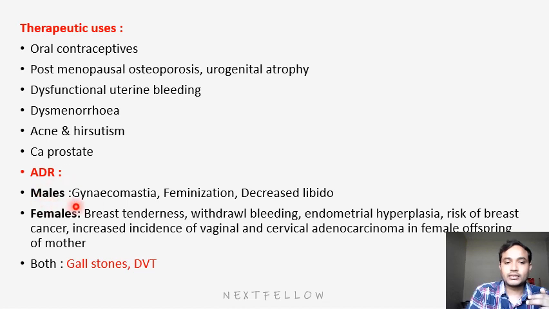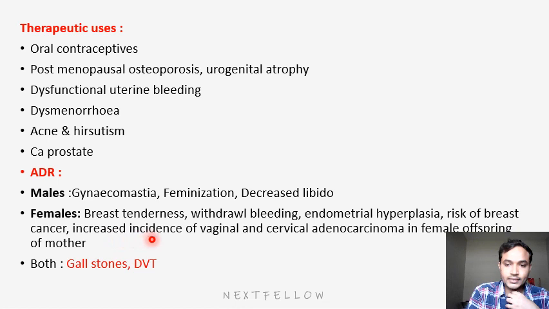In males, it causes gynecomastia, feminization and decreased libido. In females, which is the main important one, breast tenderness occurs, and withdrawal bleeding in OCP use, because sudden withdrawal leads to withdrawal bleeding. Then endometrial hyperplasia, because of more estrogenic activity. Next, risk of breast cancer because of more estrogenic activity.